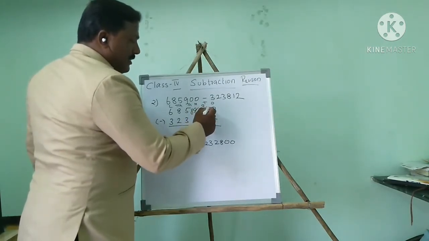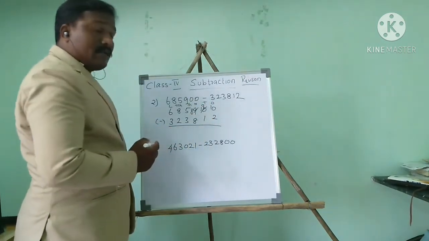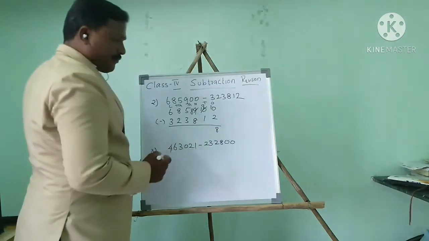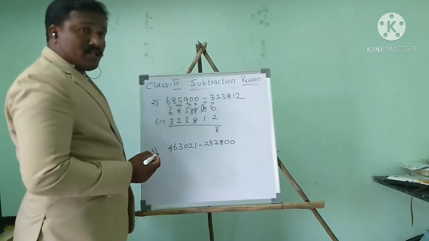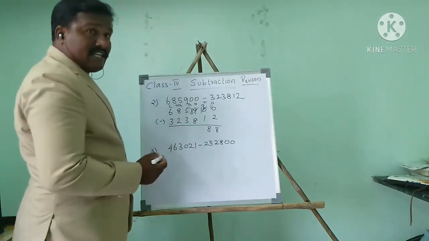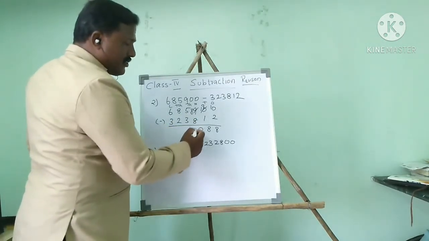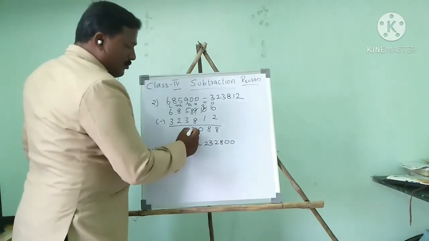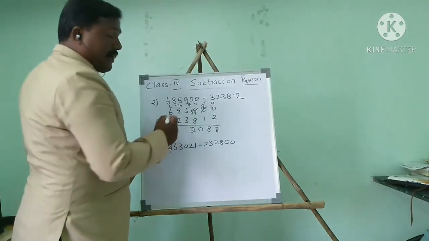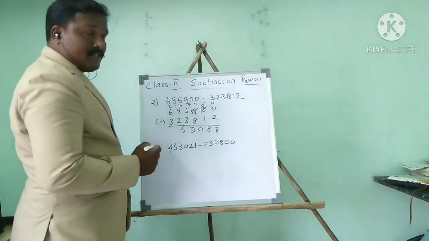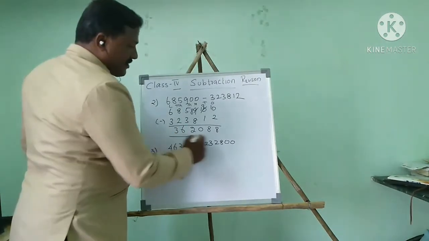So it's 9. Now here 10. Now 10 minus 2 we can subtract. So 10 minus 2, 8. 9 minus 1, so it's also 8. 8 minus 8, you know very well, it's 0. 5 minus 3, 2 is the difference. 8 minus 2, 6 is the difference. 6 minus 3, 3 is the difference.